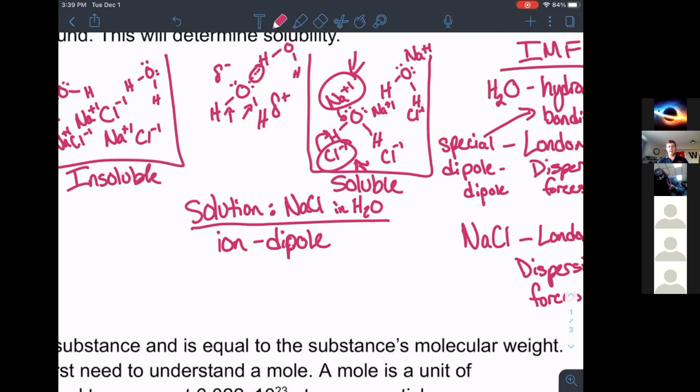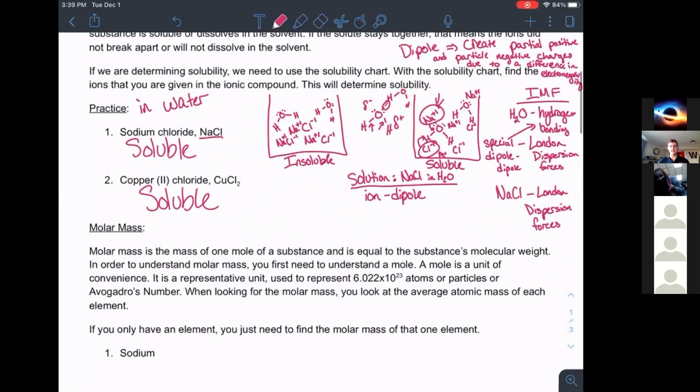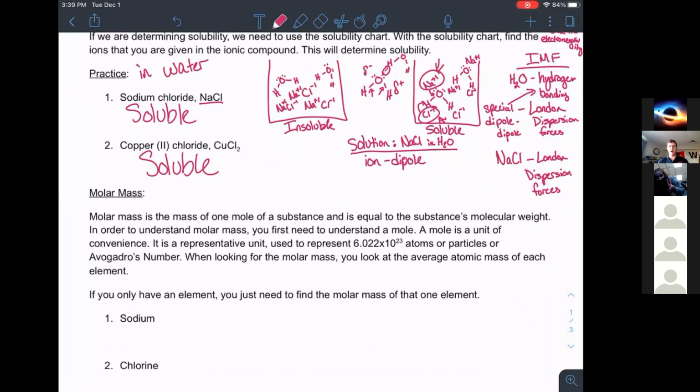Are there any questions on the intermolecular forces? I know that was a very quick recap of things you should have gotten yesterday. If you guys have questions about it, please let me know. We do have one more thing I want to go over as a group before I let you guys go on working, and that is molar mass.